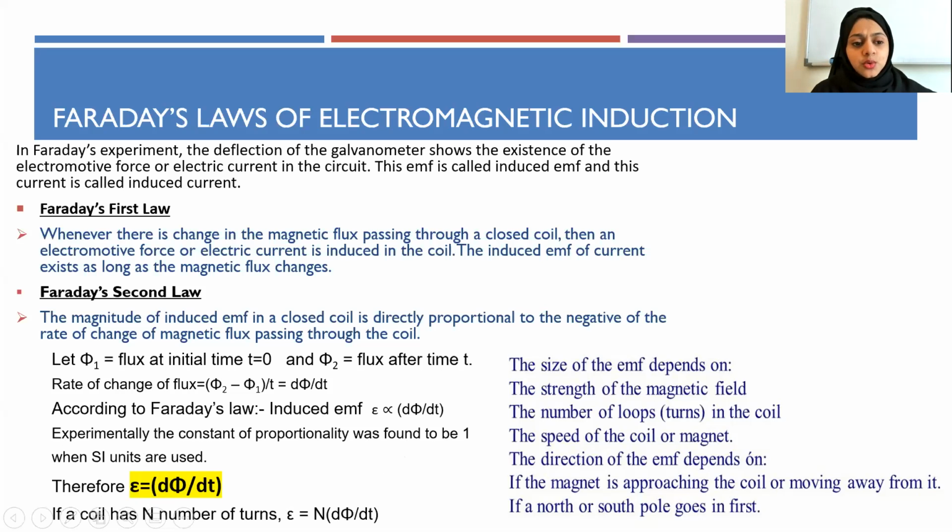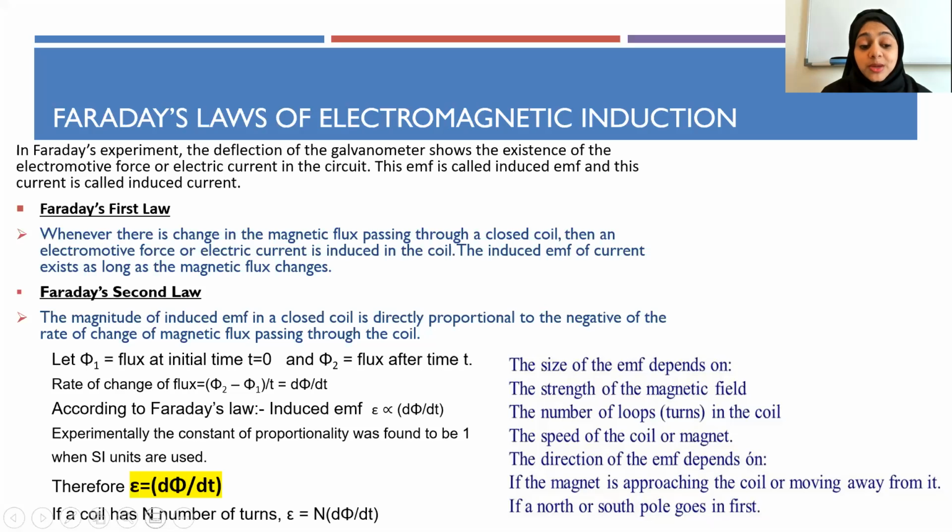If they just ask you to state Faraday's law of electromagnetic induction, you have to mention both these laws. Whenever there is a change in the magnetic flux passing through a closed coil, an EMF or electric current is induced in the coil. And the induced EMF or current exists as long as the magnetic flux changes. And then the magnitude of induced EMF is directly proportional to the negative of the rate of change of magnetic flux passing through the coil. And you have to write this expression: EMF is equal to d phi by dt.